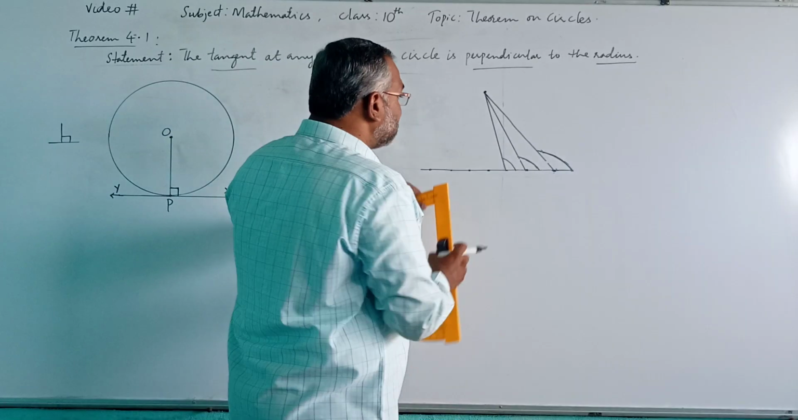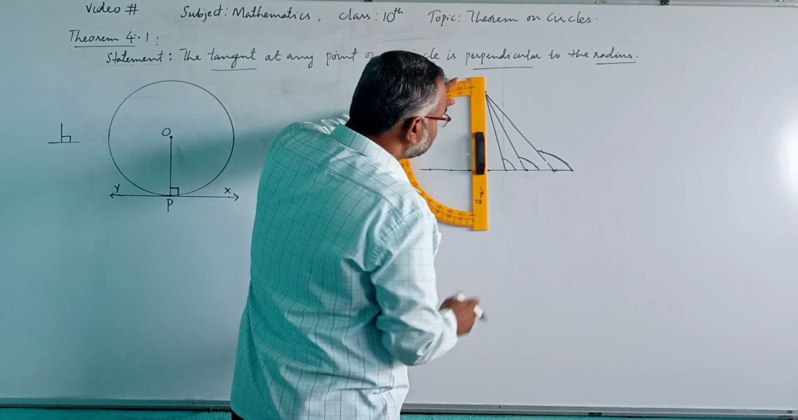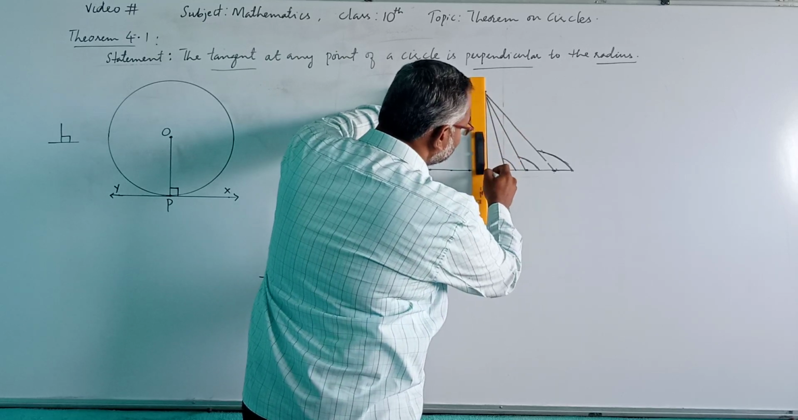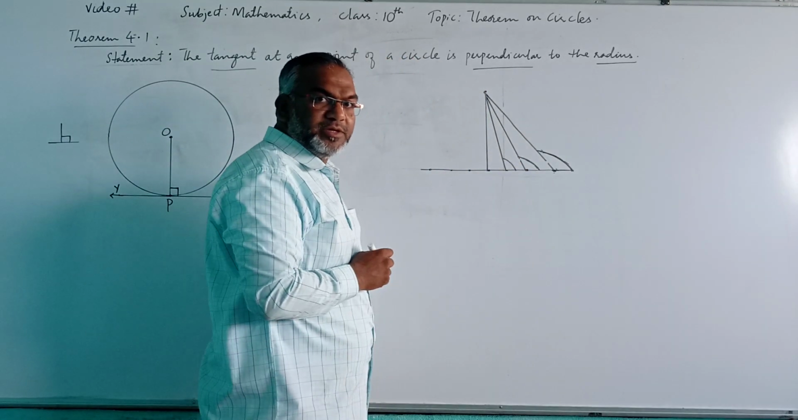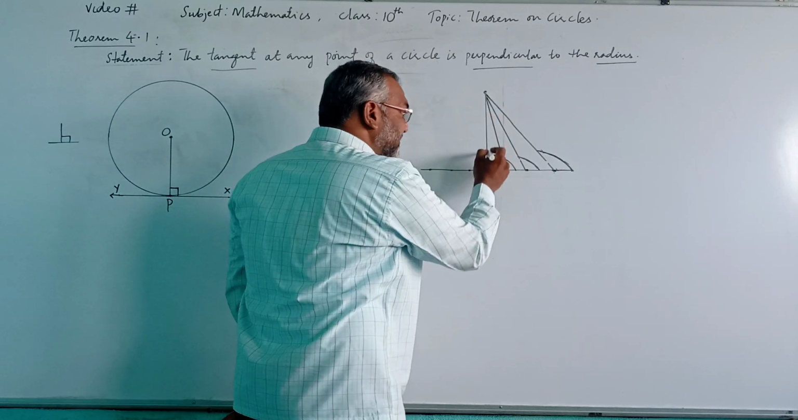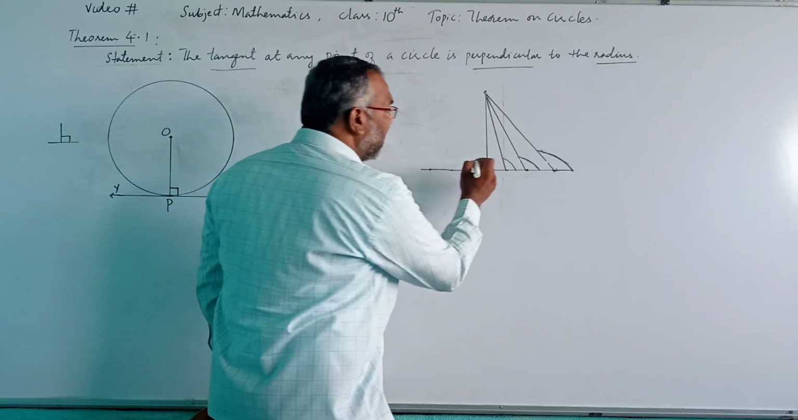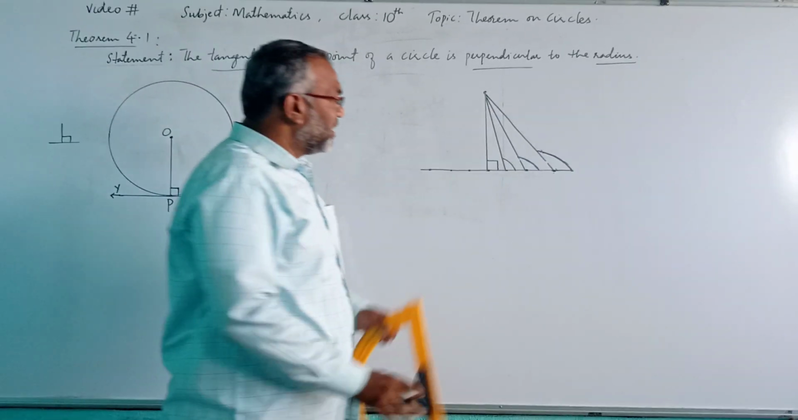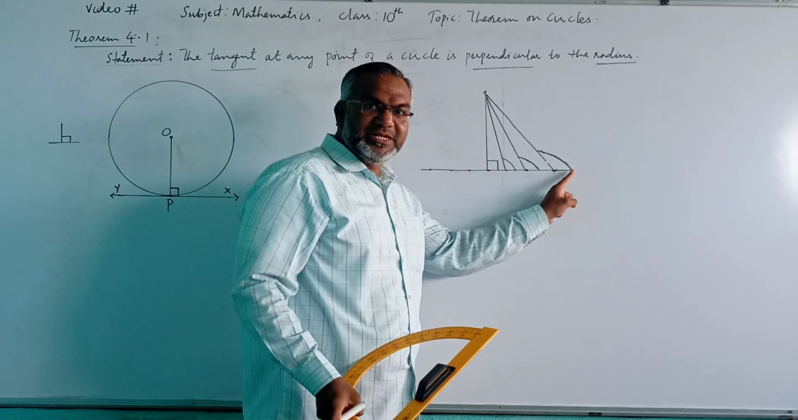Now what if I join this one? What if I join this line with this point? The distance still decreased and the angle became 90 degrees here. It was more than 90 here.